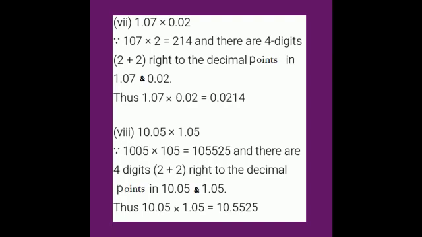Next, 8th subdivision, 10.05 into 1.05. Now 1005 into 105 is equal to 105525, and there are 4 digits totally right to the decimal points in 10.05 and 1.05. Thus 10.05 into 1.05 is equal to 10.5525. So in this question, 9th and 10th subdivisions are homework, and this question is the last question of this exercise 2.6.